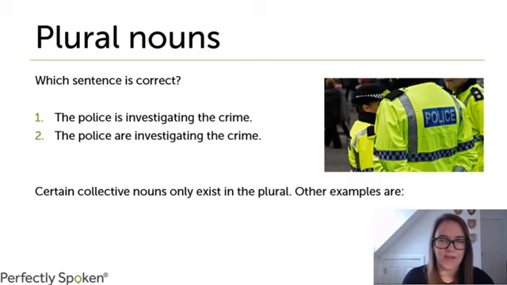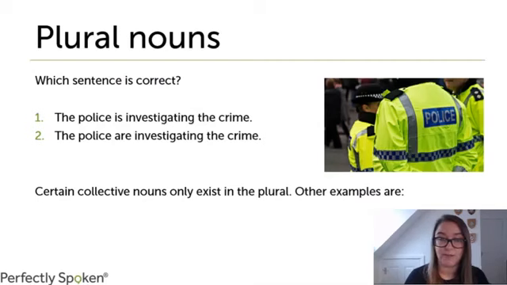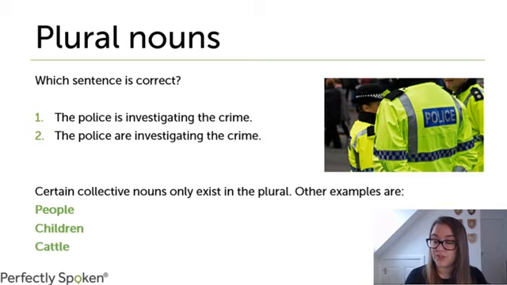Can you think of any other examples of nouns that work in the same way? This is quite challenging, this. So maybe pause the slide, have a think of any other nouns that work in the same way as police. Could you think of any? Well, let me share some ideas with you, some of my examples. People, children, and cattle. These are collective nouns that only exist in the plural.